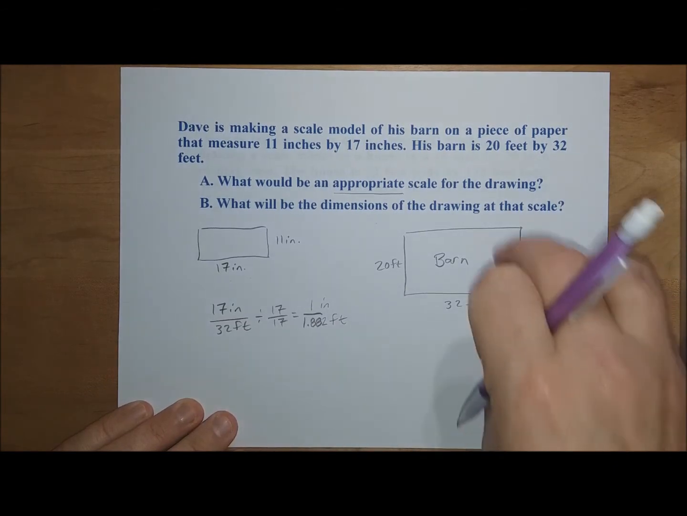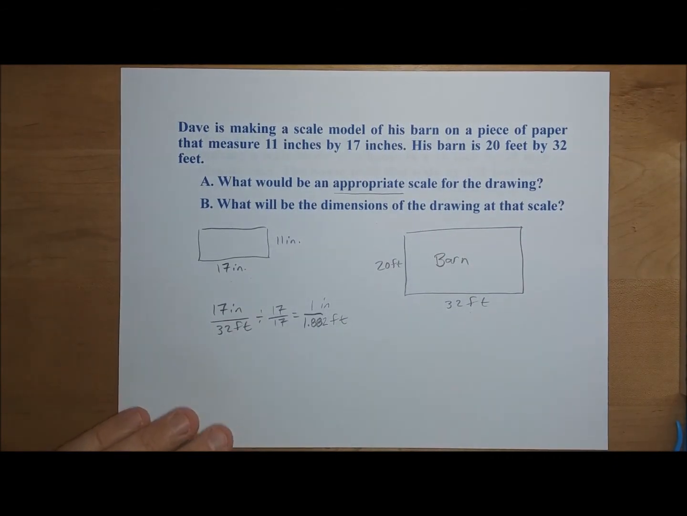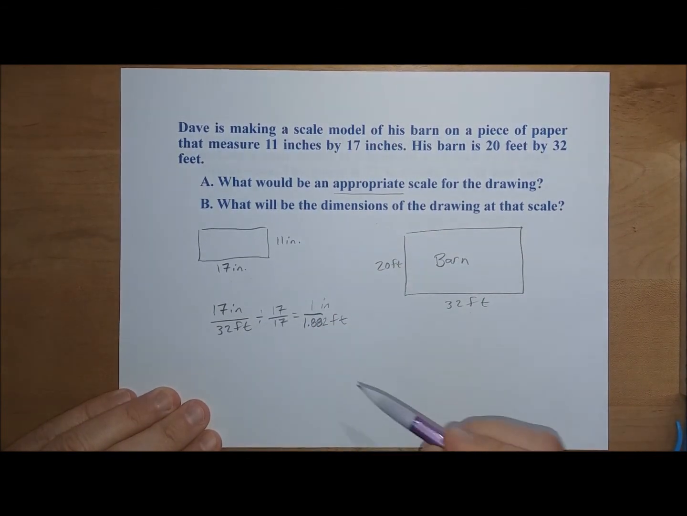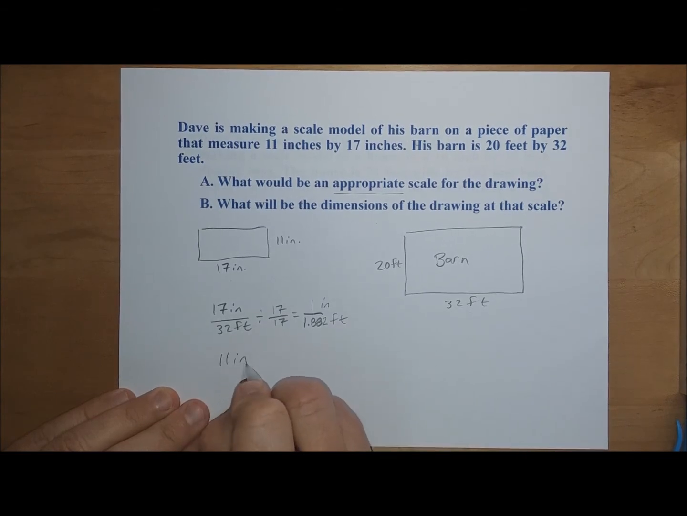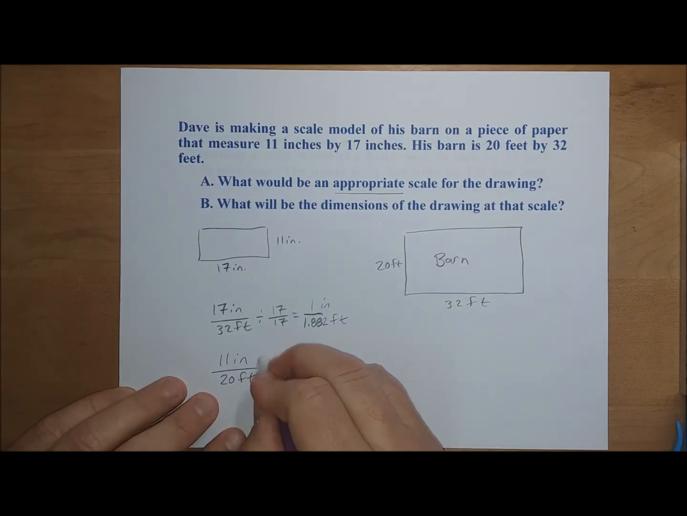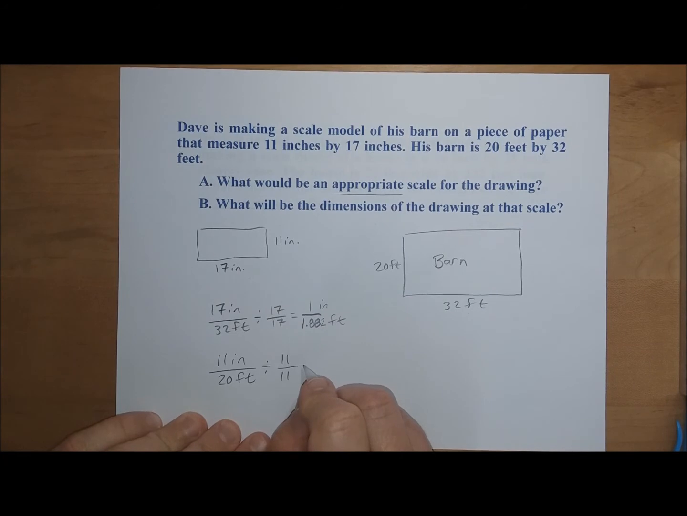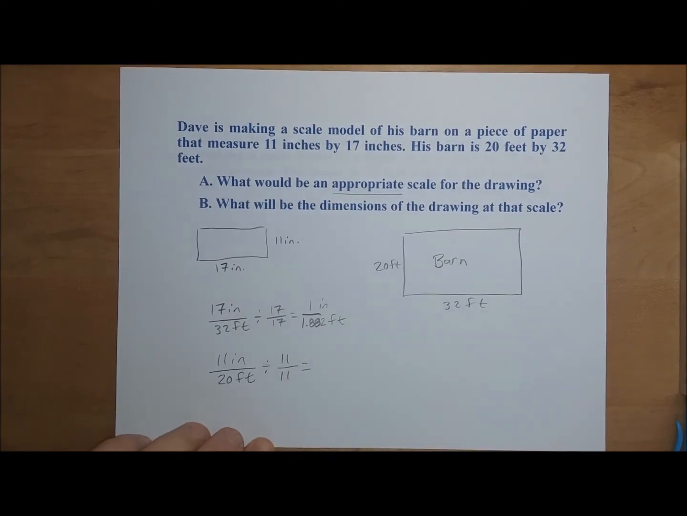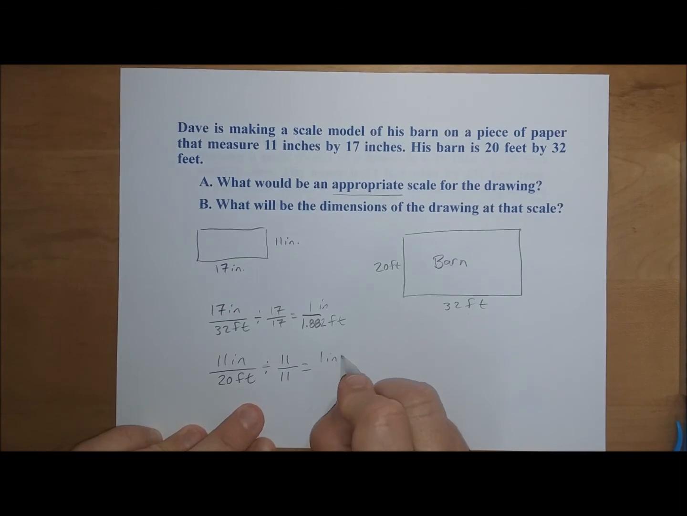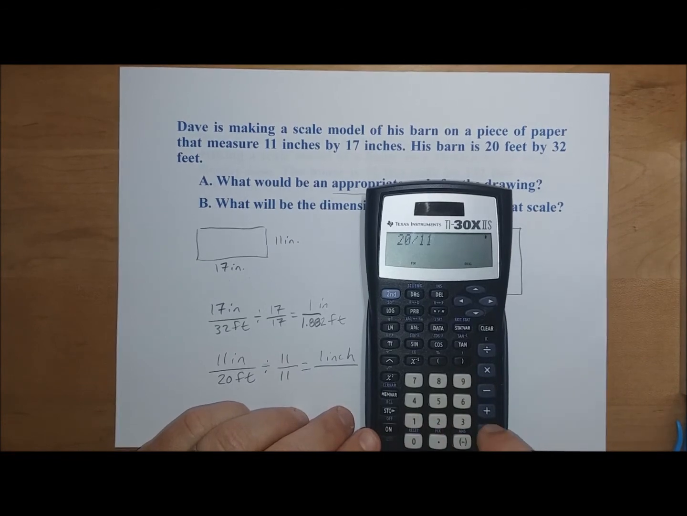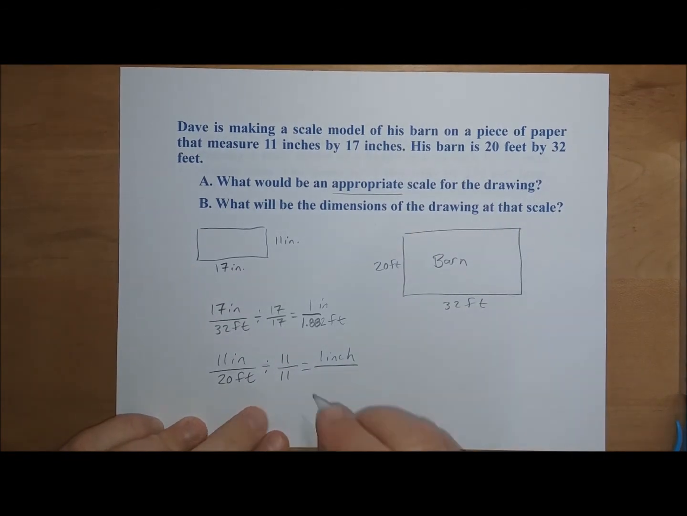But I've got to check and make sure that if I put that dimension on the paper this way, will the width also fit, or will that go off the paper? So I also want to check and see if this 20-foot width would fit onto the paper at that scale, because that would be 11 inches per 20 feet. Let's get that down to a unit so we can compare it, and divide by 11 over 11. Remember, I can divide or multiply anything by 1 and not change its value. So I get 1 inch per how many feet? 20 divided by 11 gives me 1.818.